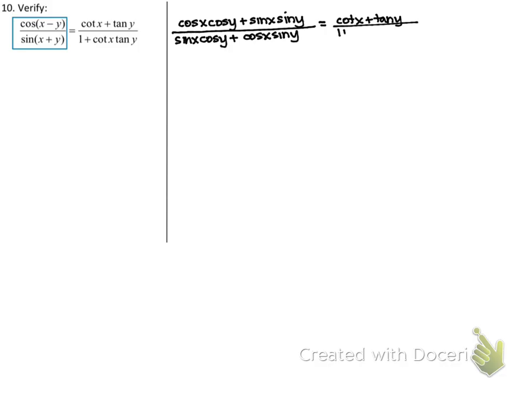So cosine of x minus y is going to be cosine cosine, sine sine, over, and this is going to be sine, so sine cosine match cosine sine, equals, I'm just going to carry the right hand side, so cotan x plus tan y, or 1 plus cotan x tan y.